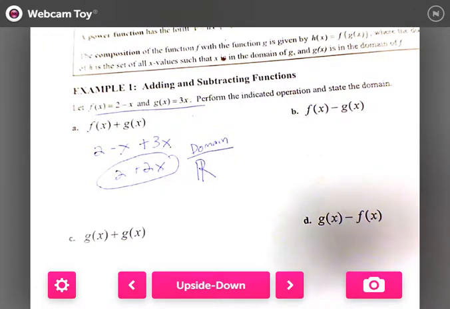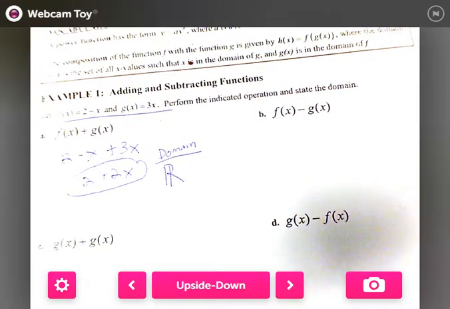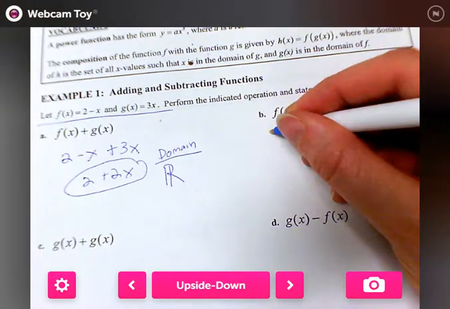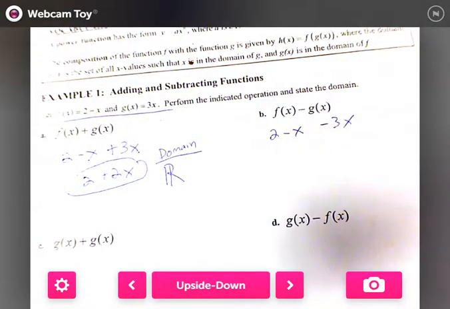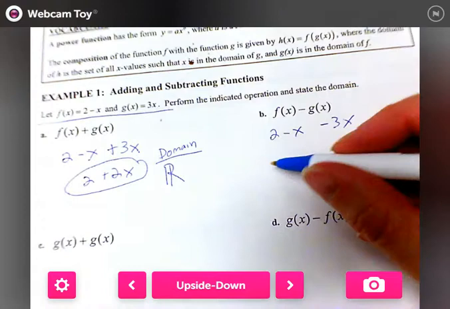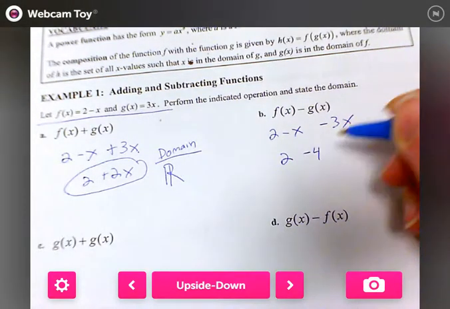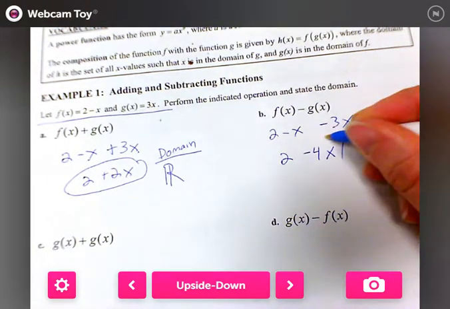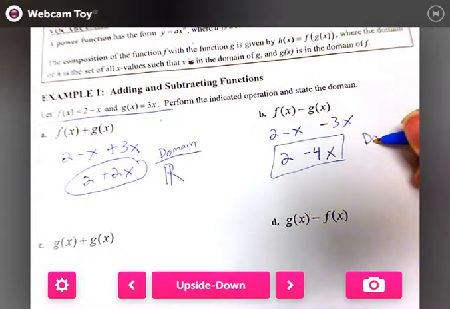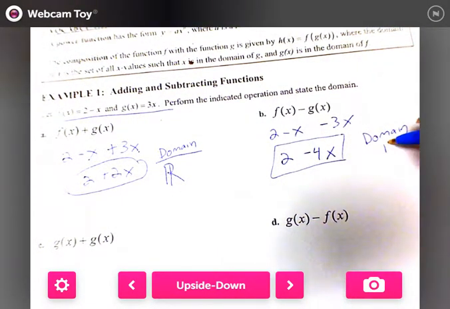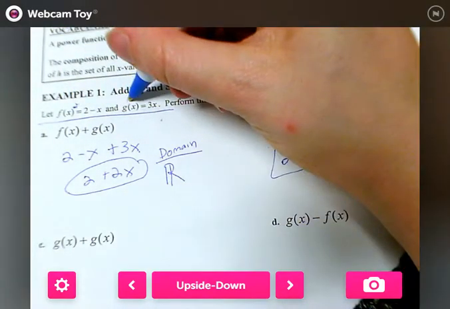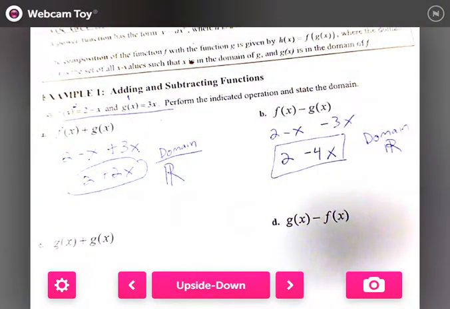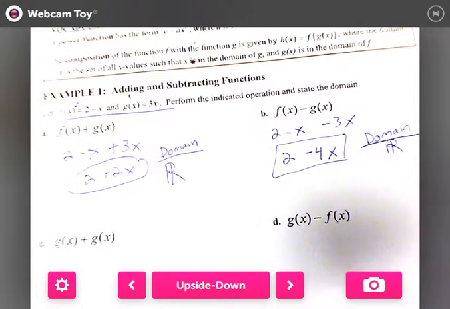Okay. f of x minus g of x. It's the same thing. We're going to go 2 minus x, except we're going to go minus 3x. This changes it slightly. We get 2 minus 4x. Again, my domain is all real numbers, and I'm getting these from right here. That's f of x, that's g of x. Again, that's all real numbers. It's just a shortcut.